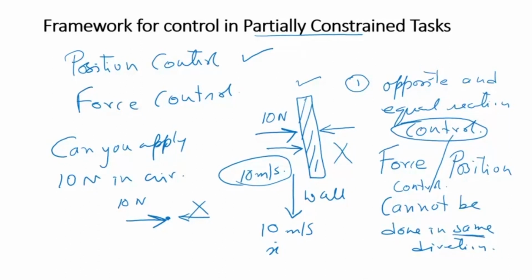Here you're seeing that we can apply 10 newtons towards the right, and you can have a velocity of 10 meters per second towards the bottom side or the top side. You can see the force vector and the position vector are orthogonal to each other. This is very important. Please remember the position and force vectors are orthogonal if you need to control both of them together. So if you are trying to control position and force together, how can we do that? That is the question we are trying to look at in this lecture today.